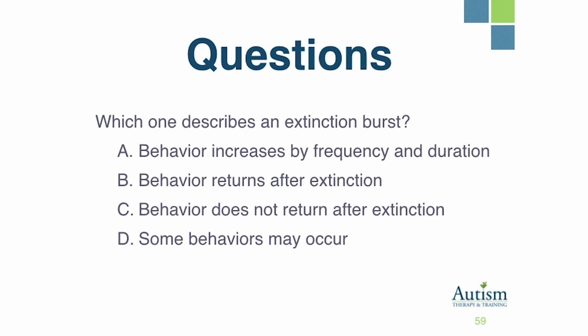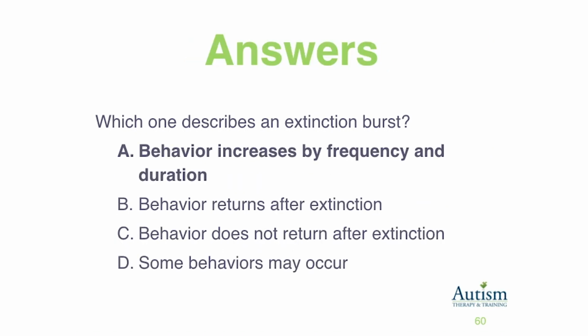Which one describes an extinction burst? A. Behavior increases by frequency and duration. B. Behavior returns after extinction. C. Behavior does not return after extinction. Or D. Some behaviors may occur. And the correct response is A. Behavior increases by frequency and duration.